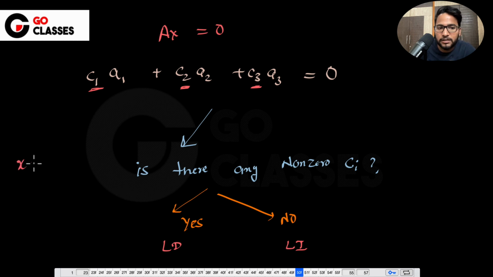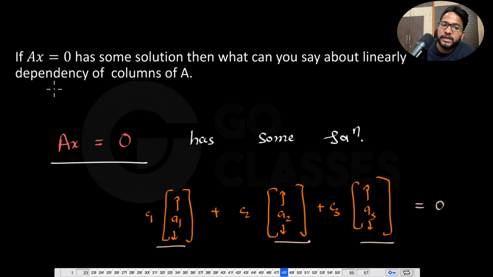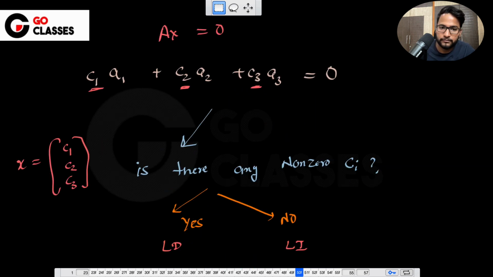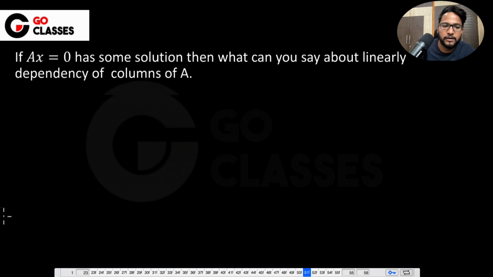See, this x is nothing but c1, c2, c3 here, right? And that's how I multiplied and got it. So if they are saying that it has some solution, then they are not giving me any information. They are asking what you can say about the linear dependency of the columns of A. I will say that nothing can be inferred, right? Let me just write on the next page. So from this I will say nothing can be inferred.